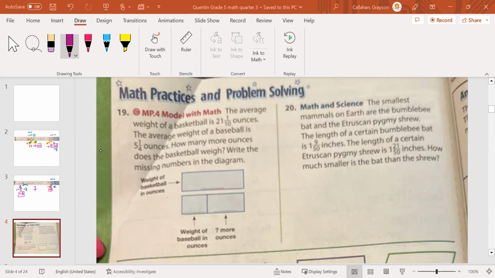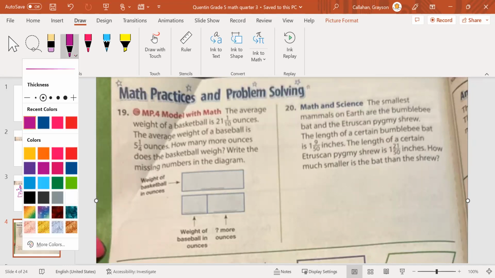Or actually, what number is it? No. Okay, read it, please.